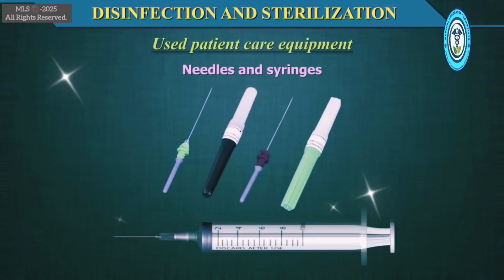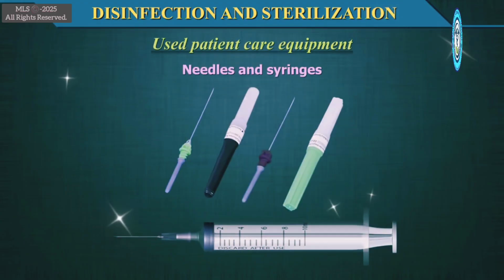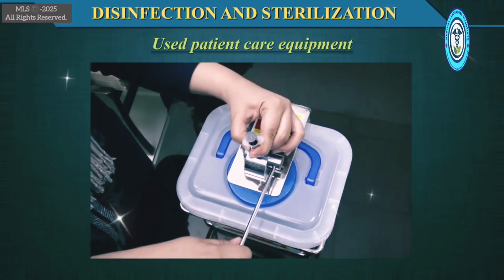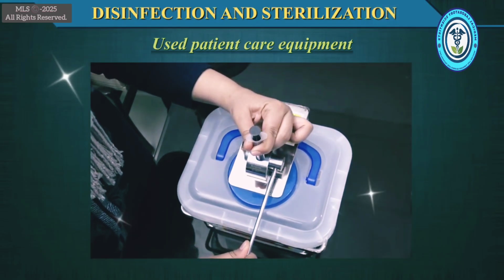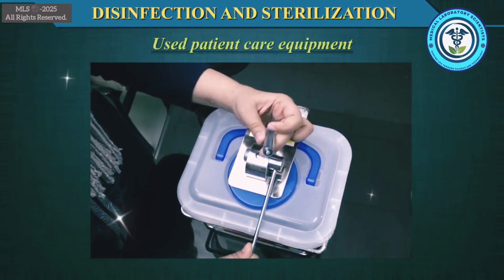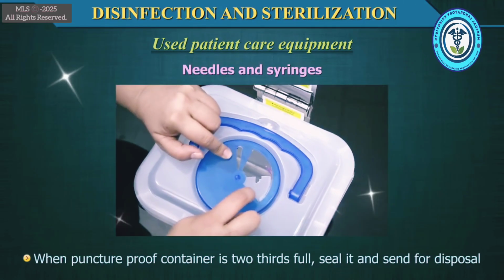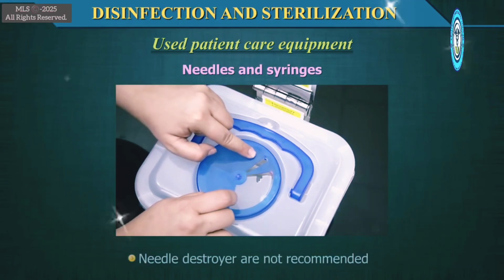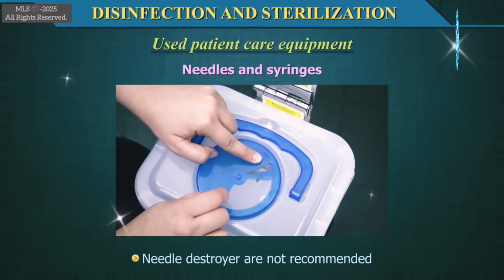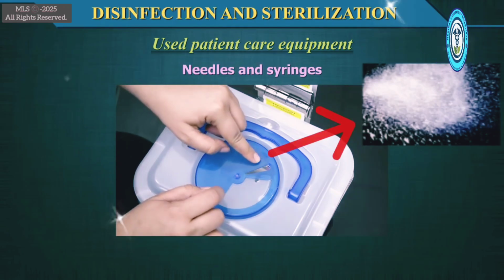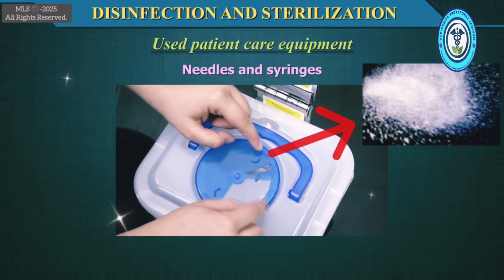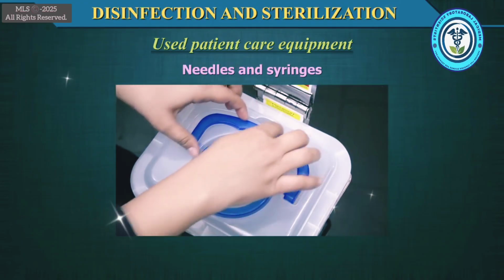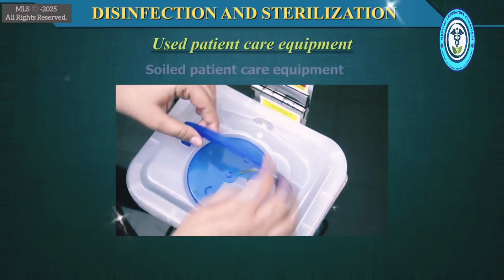Equipment: needles and syringes, use disposable only. Standard procedure: discard in puncture proof container with international biohazard symbol. When the puncture proof container is 2/3 full, seal it and send it for disposal. Needle destroyers are not recommended. Contaminated aerosols may arise while destroying the needles. Syringe cutters are not recommended as they can cause splashes.